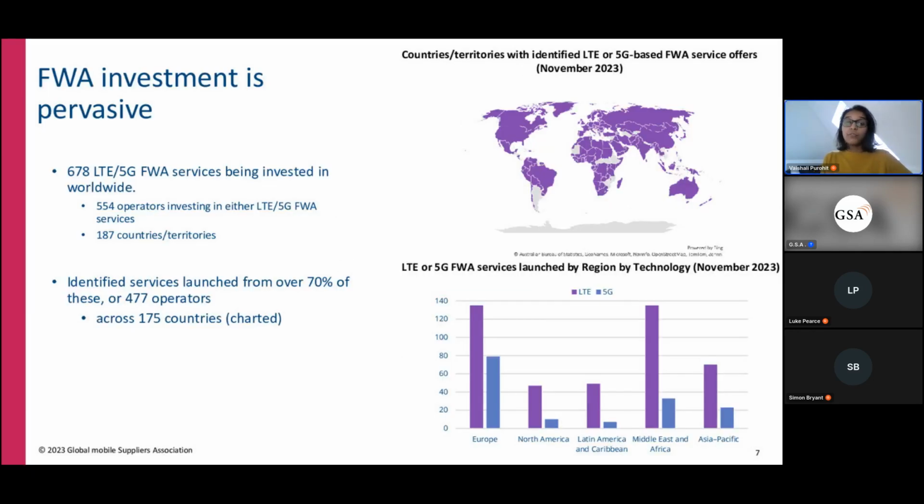Although that is the number of launch services, there are still more operators who are planning and investing in the capability. As of the latest numbers, we now have 678 LTE or 5G fixed wireless access services being invested in worldwide across 187 countries, an increase of 38 more than the last update. 70% of these have launched, with 554 fixed wireless access services being offered across 175 countries.